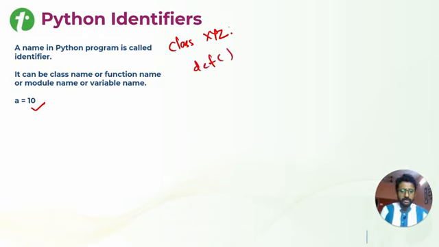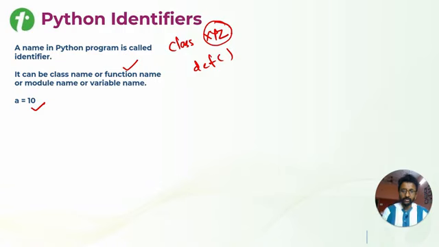Okay, so what is an identifier? A name in a Python program is called an identifier. A name can be any class name, function name, module name, or a variable name. Let me give you an example. Here, I'm defining a variable called a with value 10. Also, I can give the name of a class, anything, for example XYZ, with certain functions inside it. Whenever I'm calling that class, that is nothing but the identifier of this particular class.